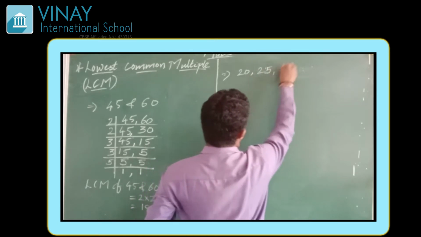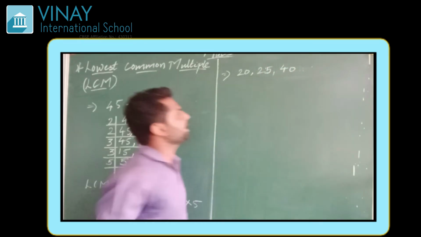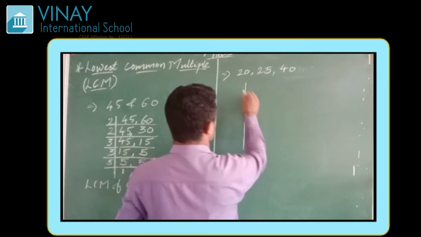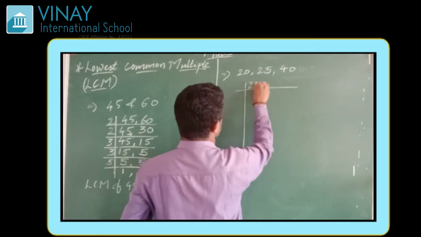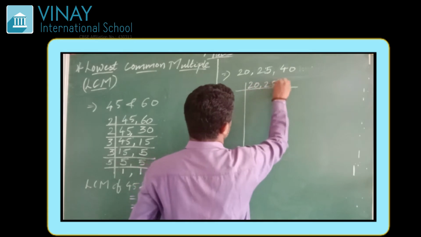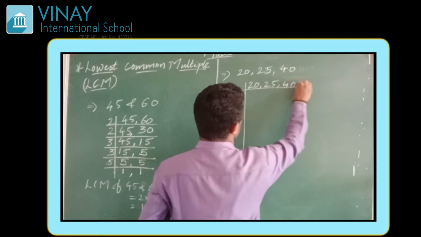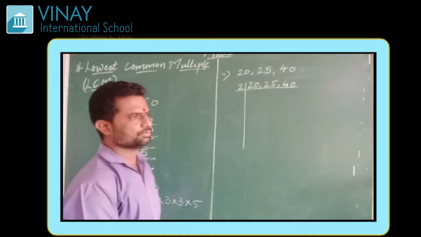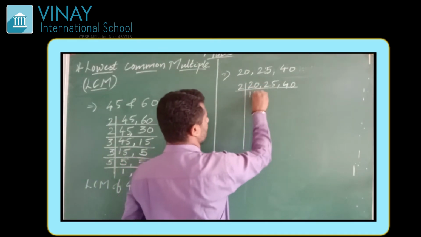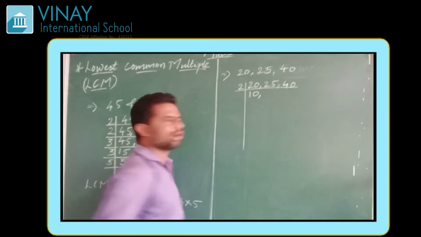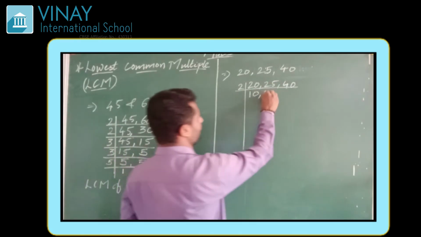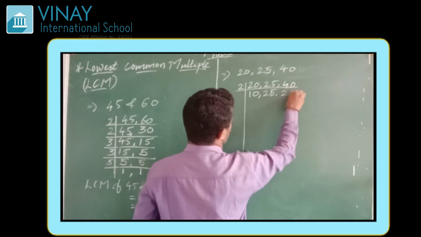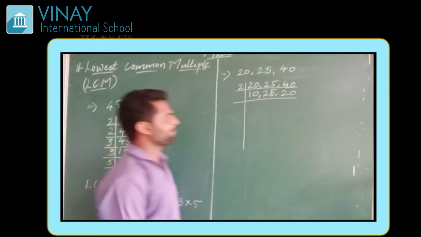Now let us take 20, 25 and 40. As we have done, we have to divide all these three numbers together. First we will begin from 2. 2 tens are 20. 25 is not divisible by 2, so that will come as it is. 25. 40 divided by 2 is 20.